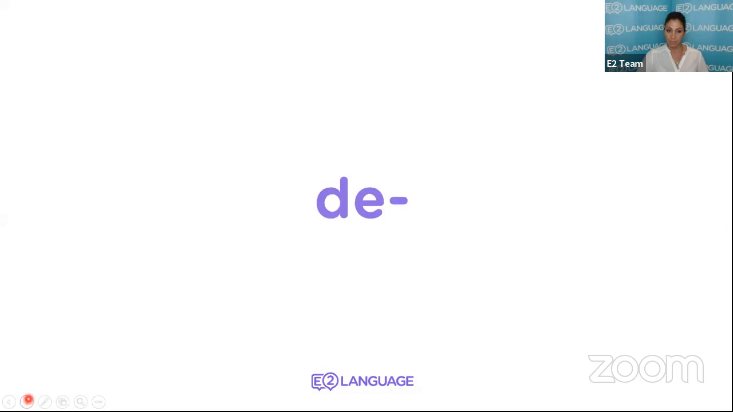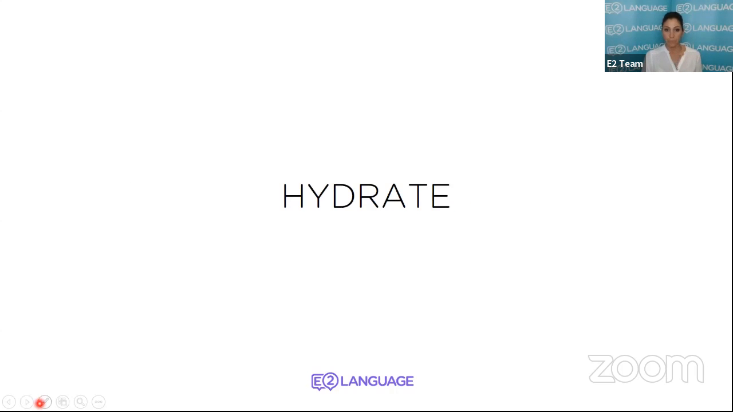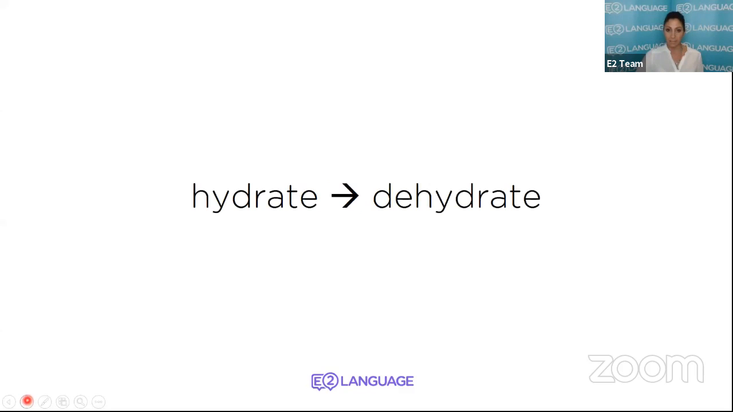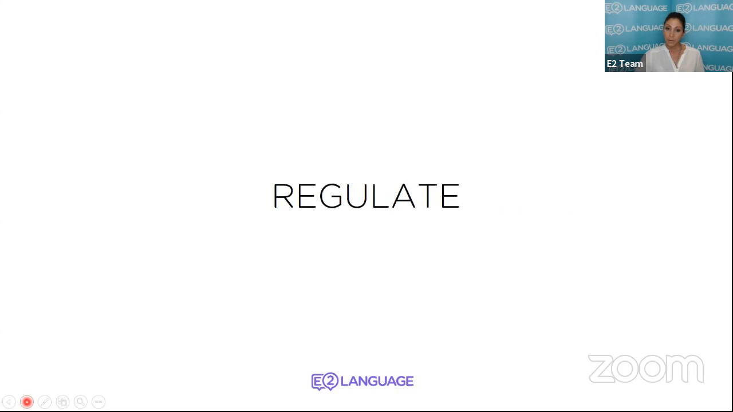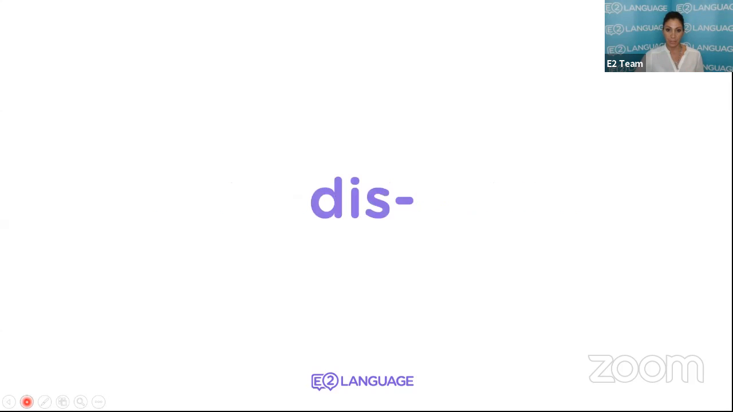So negative prefixes, we're going to go through each one. We're going to start off with D. D negates verbs and nouns. Let's start off with the verb hydrate, to hydrate, or to add water. We can negate it by adding D to make it dehydrate. So this is the verb. What about the noun hydration? Hydration becomes dehydration. The verb regulate becomes deregulate. And the noun regulation becomes deregulation.